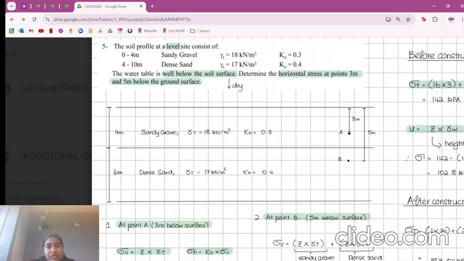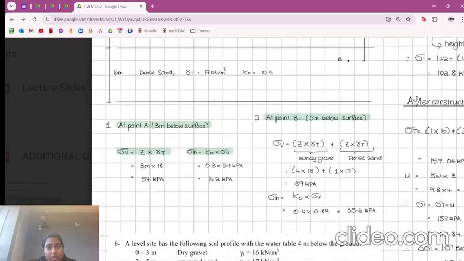And they're asking you to determine the horizontal stress at 2 different points. One that is 3 meters below the surface, which I've labeled here as A, and one that is 5 meters below the ground surface, which I've labeled as B, right? So just start, do 1 point at a time.